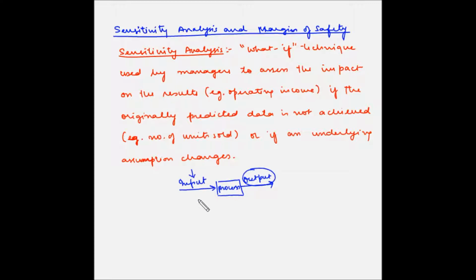this input changes. So in the context of cost volume profit analysis, sensitivity analysis can help us answer questions such as, what will be the operating income if the units sold decreases by 15% from the original prediction?